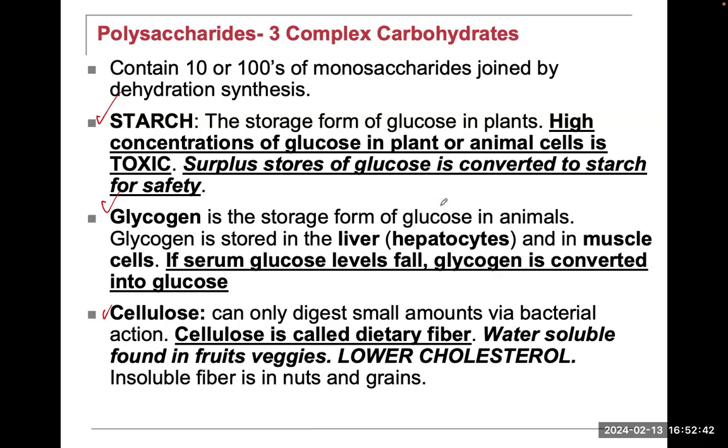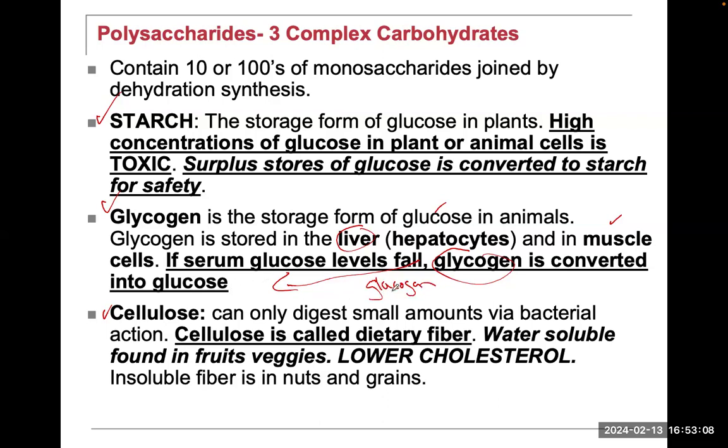Glycogen is the storage form of glucose in humans. We store it in the liver, in the liver cells, the hepatocytes, and we store it in muscle. If the serum glucose levels fall, right, if your blood glucose levels fall, then the liver can take the glycogen and convert it into glucose, and it uses glucagon for that.